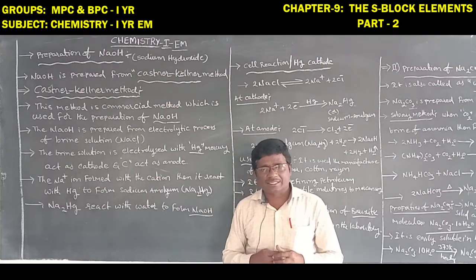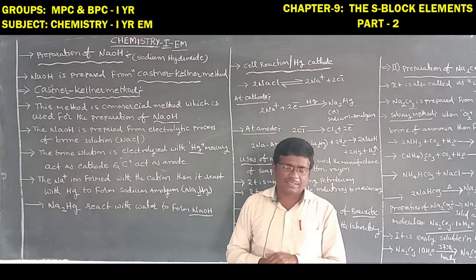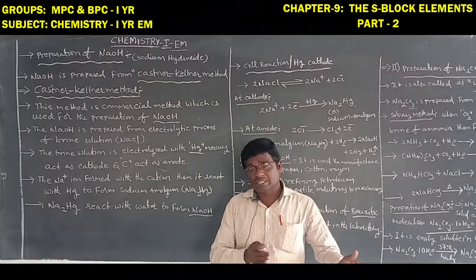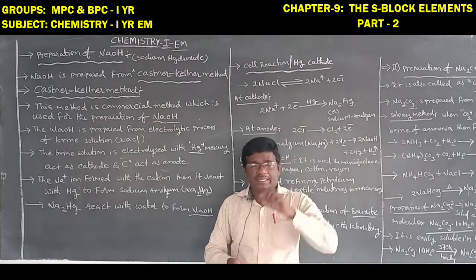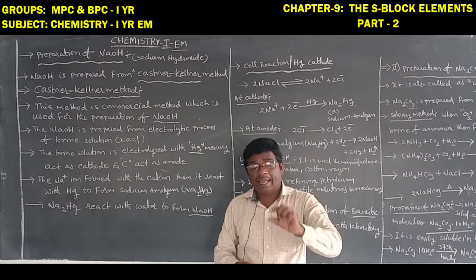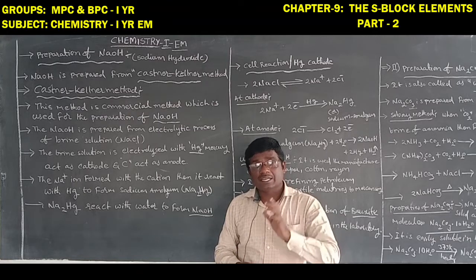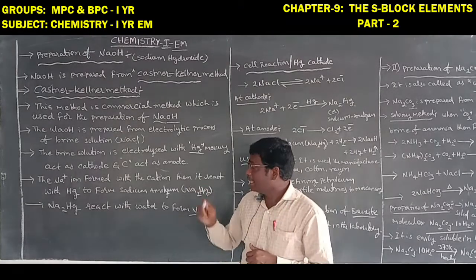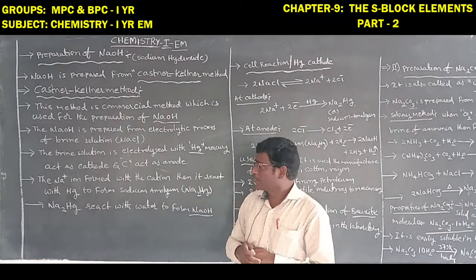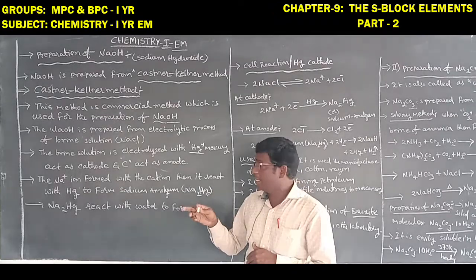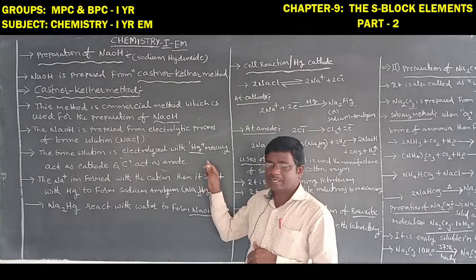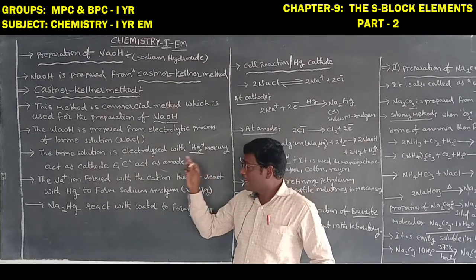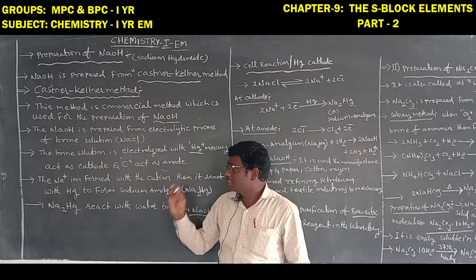Here sodium hydroxide is prepared by the electrolysis process from the brine solution. In this electrolytic process, the brine solution is electrolyzed with mercury, where mercury acts as the cathode and carbon acts as the anode.